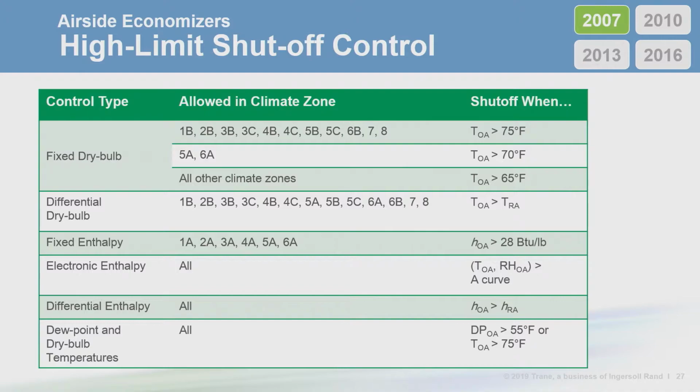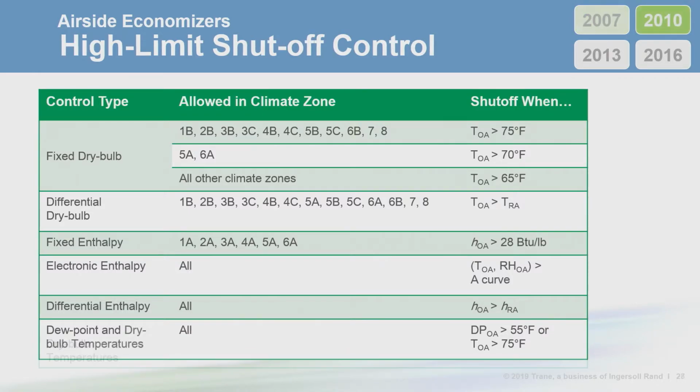For example, consider an economizer installed with fixed dry bulb temperature control in Put-in-Bay, Ohio, which is in climate zone 5A near Toledo on Lake Erie. Here, the economizer would need to operate until the outdoor air dry bulb temperature exceeds 70 degrees Fahrenheit. In the 2010 publication, the fixed dry bulb temperature control for all other climate zones was removed.